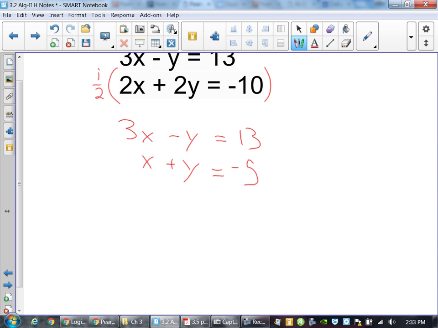Okay? So if you started with this problem to begin with, you'd say, oh, just going to eliminate, add the y's together, done. So if I split this up and I add everything, what's 3 plus 1? 4. 13 and a negative 5? 8. X is? 2. Very good. 2 plus what is negative 5? Negative 7. Very good.